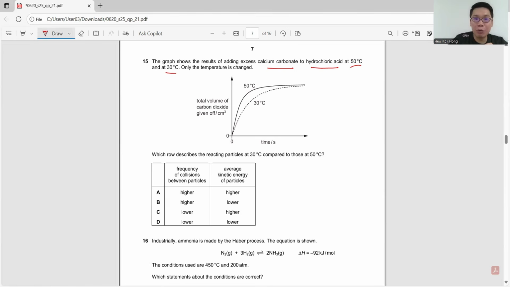Which row describes the reacting particles at 30 degrees compared to 50? 30 degrees is a lower temperature, so the frequency of collision is actually lower. Average kinetic energy is also lower. The answer is D. If they do not give you the graph, you also know this.